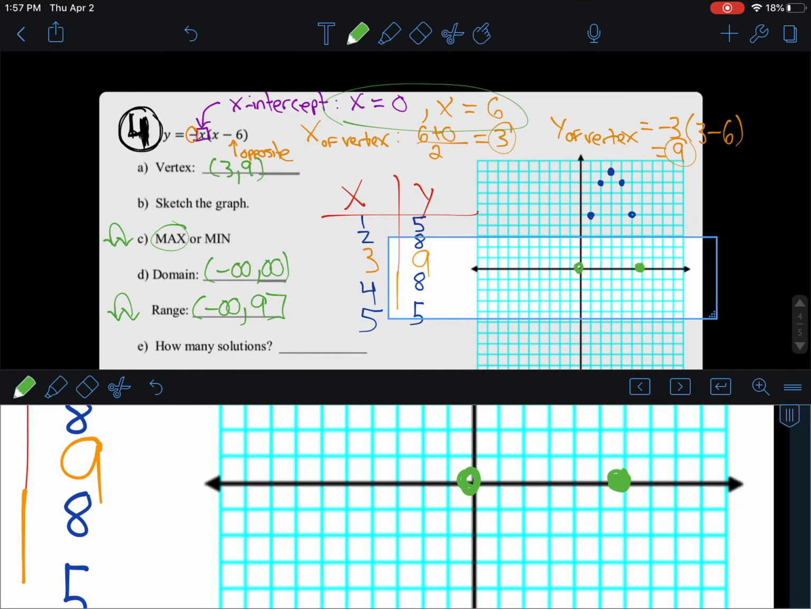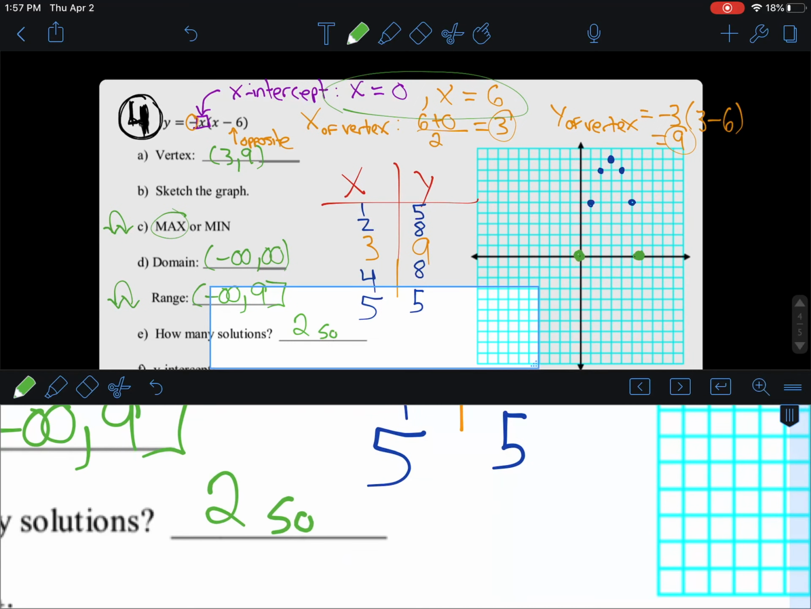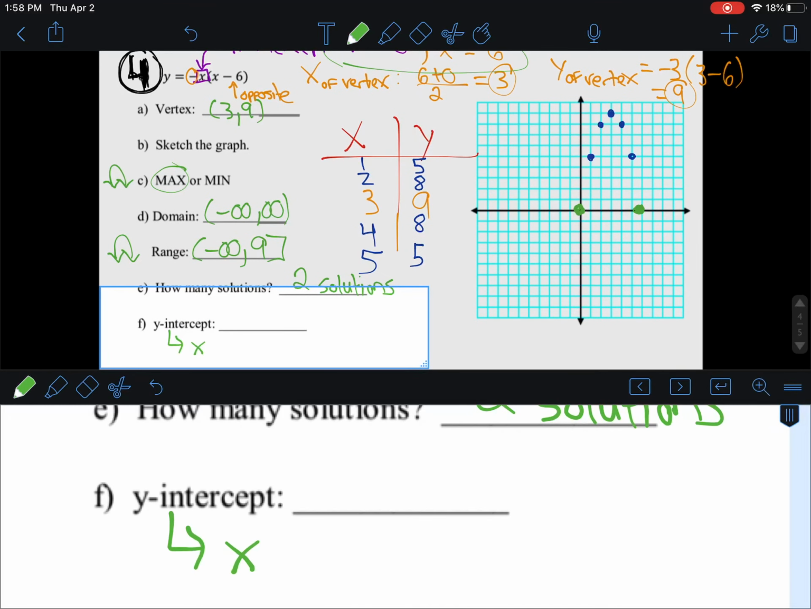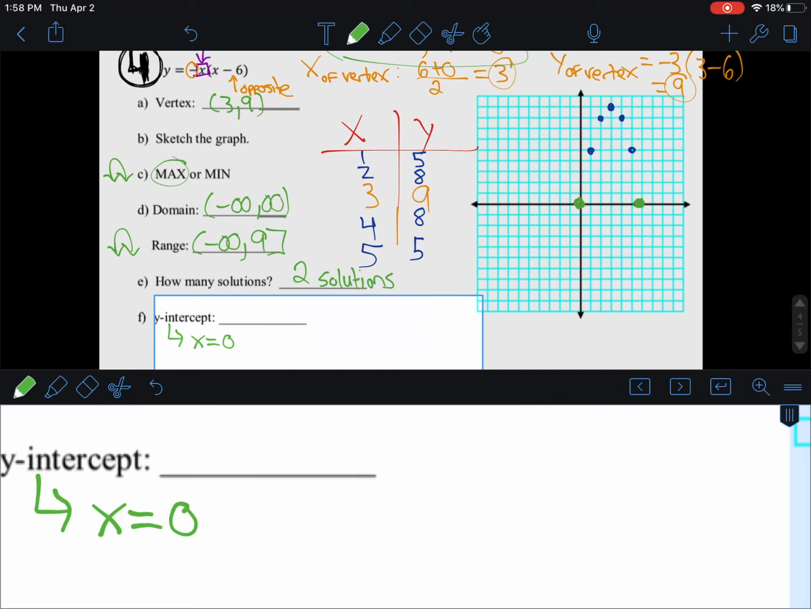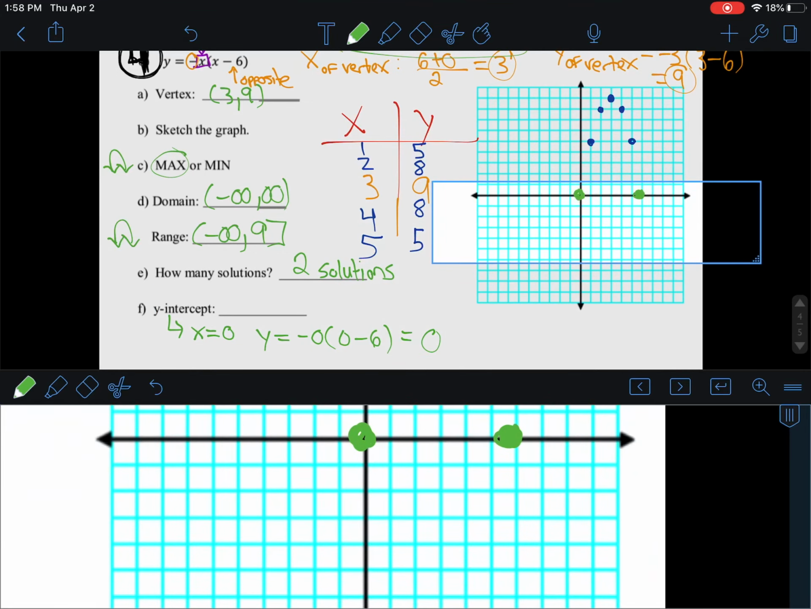How many solutions are there? There are 2 x-intercepts. So in this case, there would be 2 solutions. So this would be super clear. My y-intercept, again, this is where x is 0. So when x is 0, again, you can plug in 0 for x if you want to. In this case, it will be 0 if you put it in your calculator. This is also crossing the x and y axis at 0, 0, just to be clear.